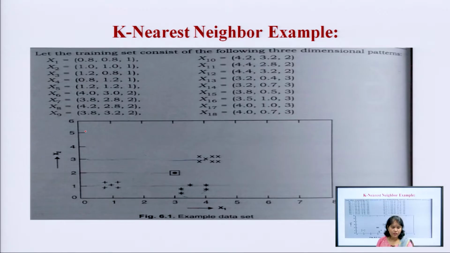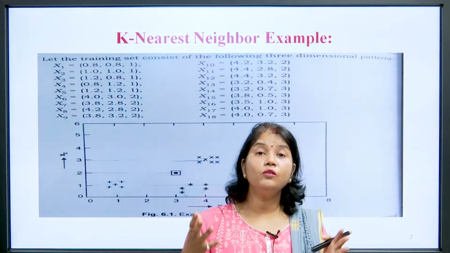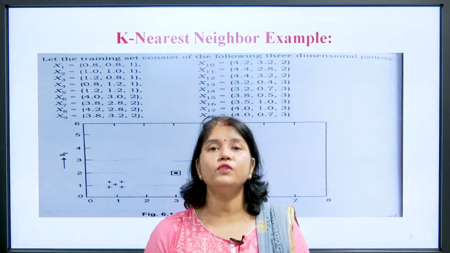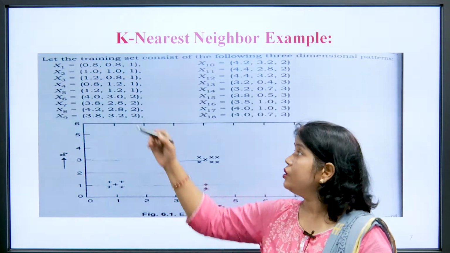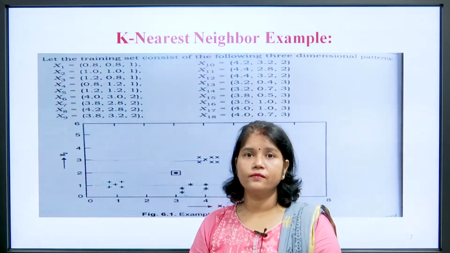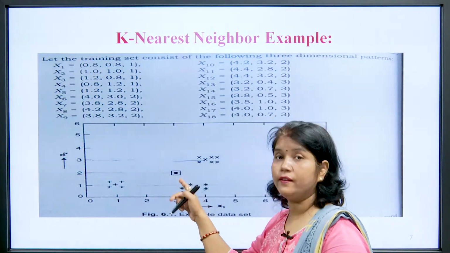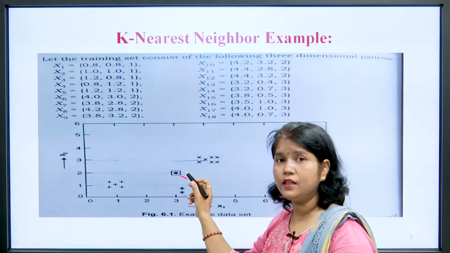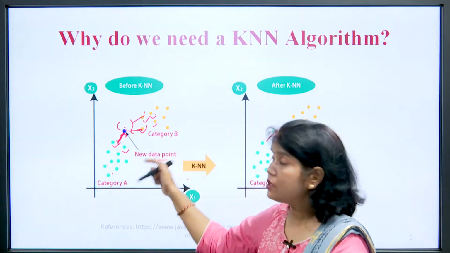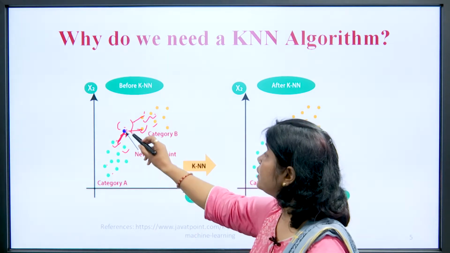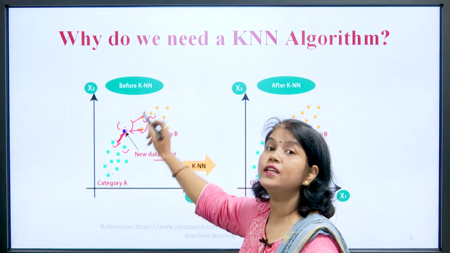Let us understand with this example, how the k nearest neighbor actually works. Suppose you have been given several data sets, and this is the new data point. The data is given and you have to find out in which category it will lie.